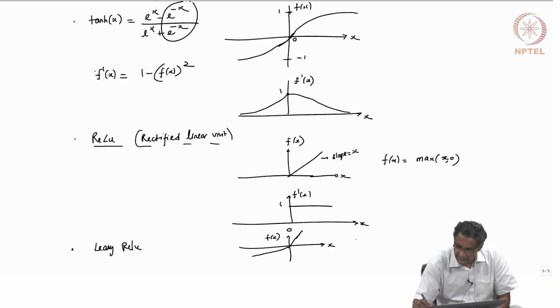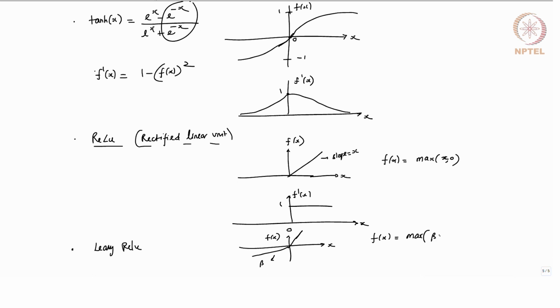And suppose I take this slope to be some beta, then f of x is max of beta x comma x. And of course, if you try to take the gradient, it will be beta, a constant here, and then jumps up to 1.